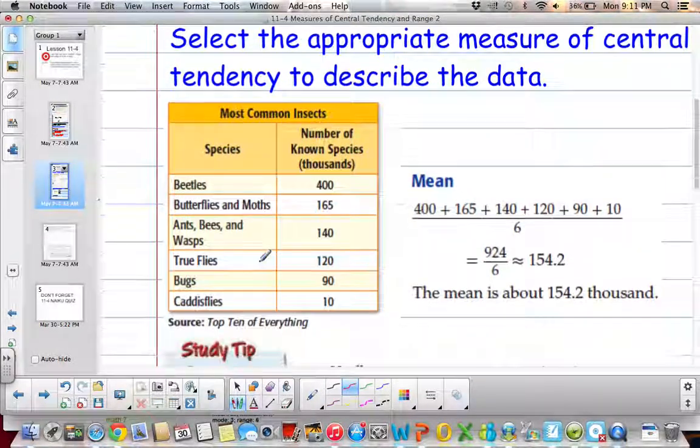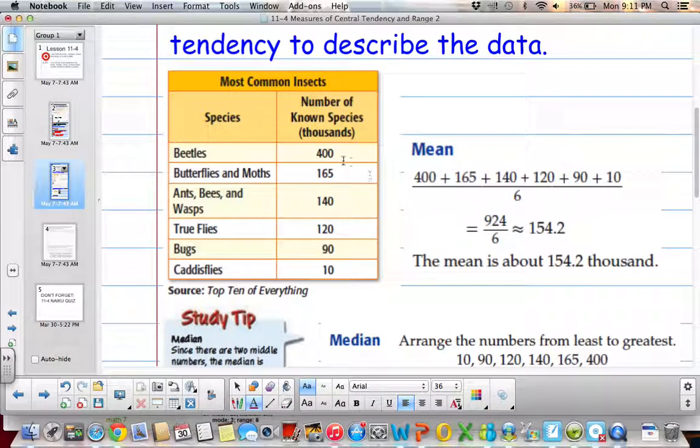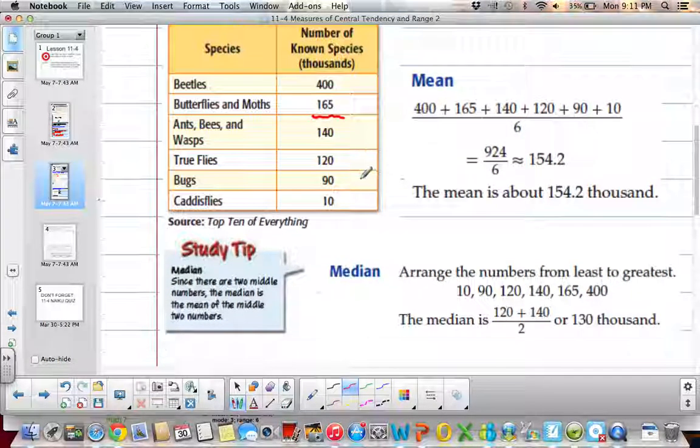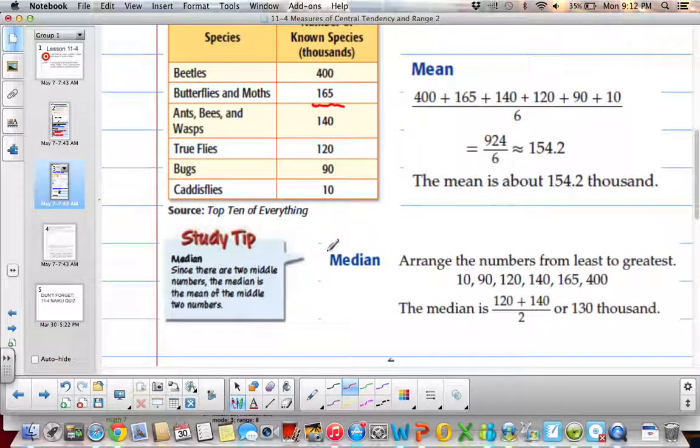So let's look at this. The most common insects, here are all of the species and the number of known species in the thousands. So if we take the mean, we add them all up, divide by 6 because there's 6 numbers, it tells us the mean or the average is about 154,000, which lines up, I guess, right in this area. So I don't know if that's really the best way for us to tell because there's all these that are way below it.